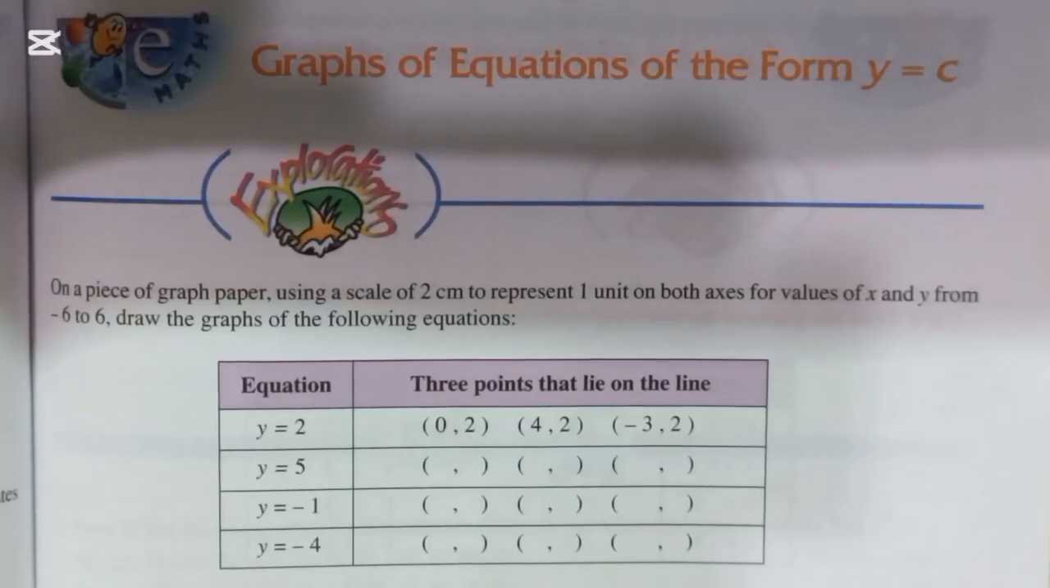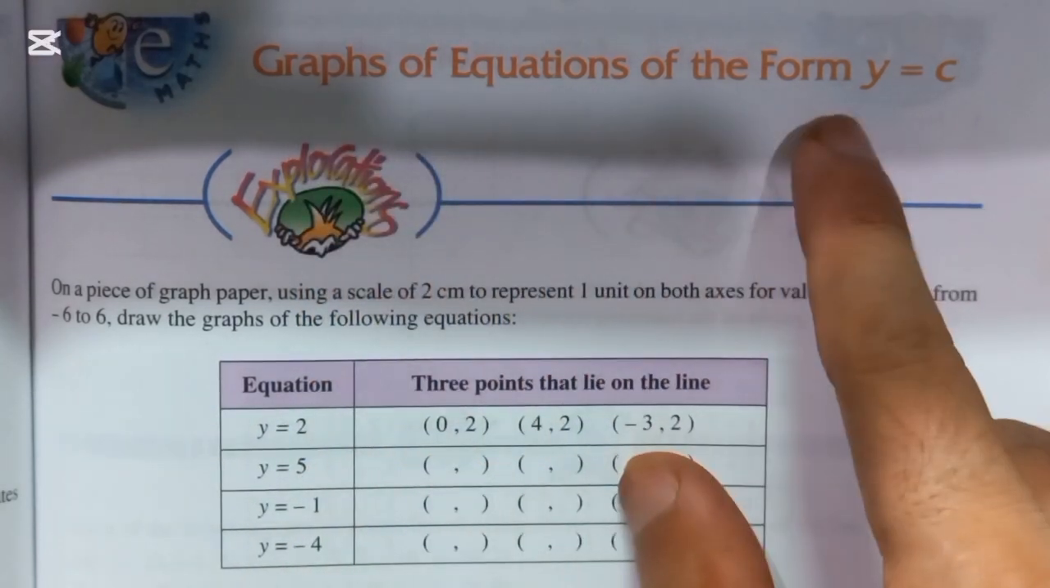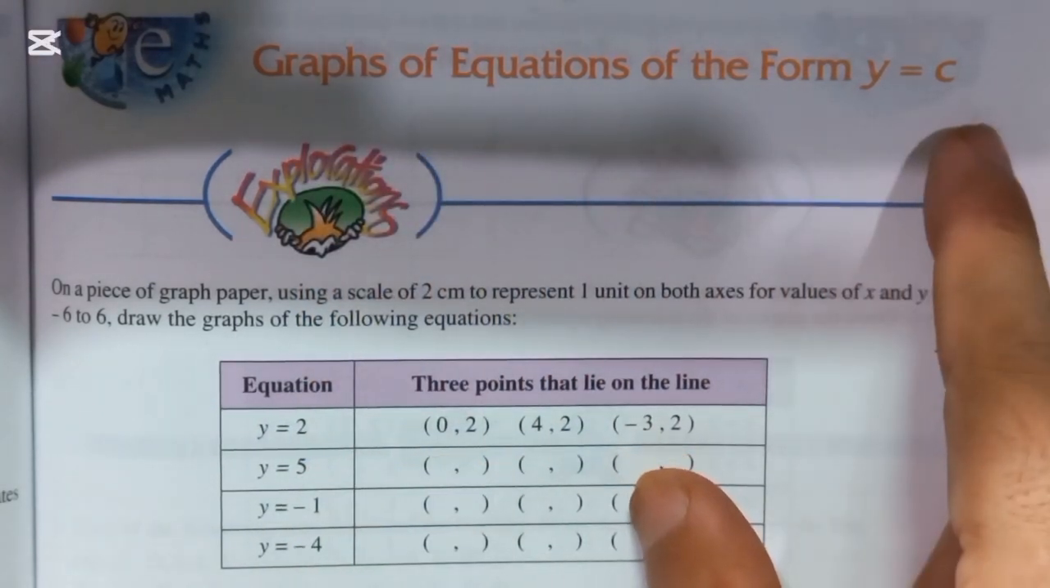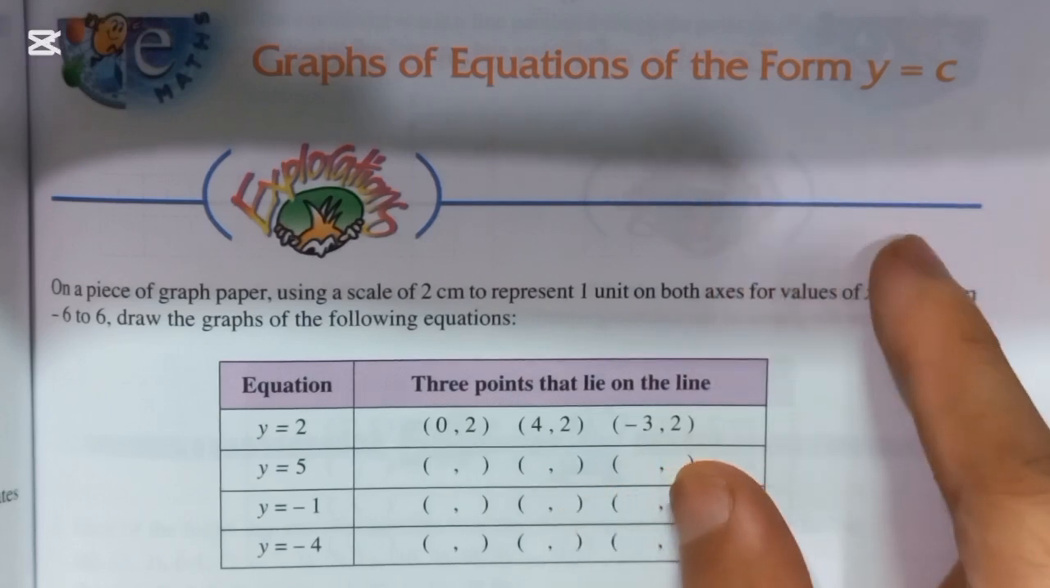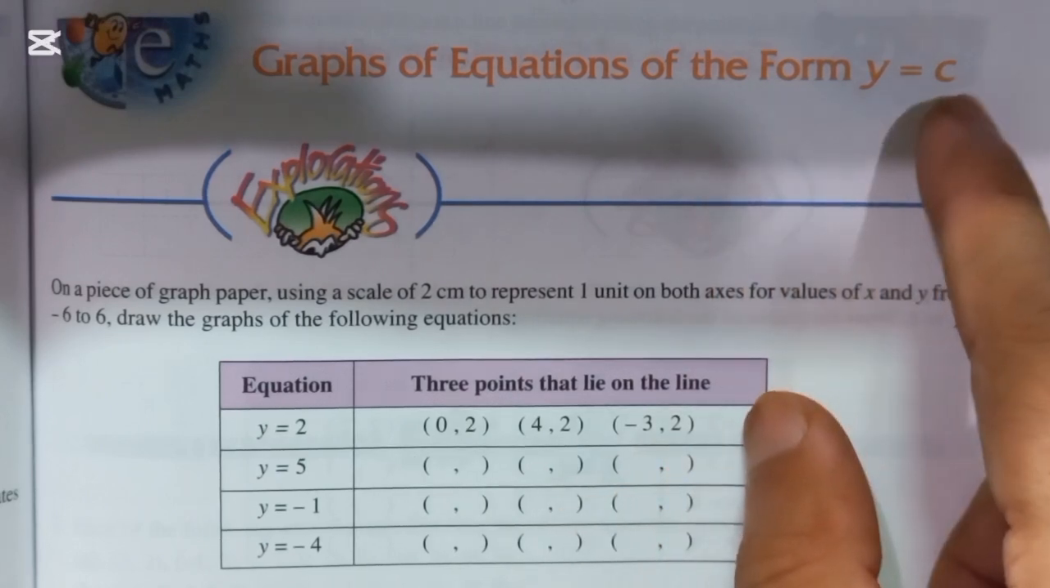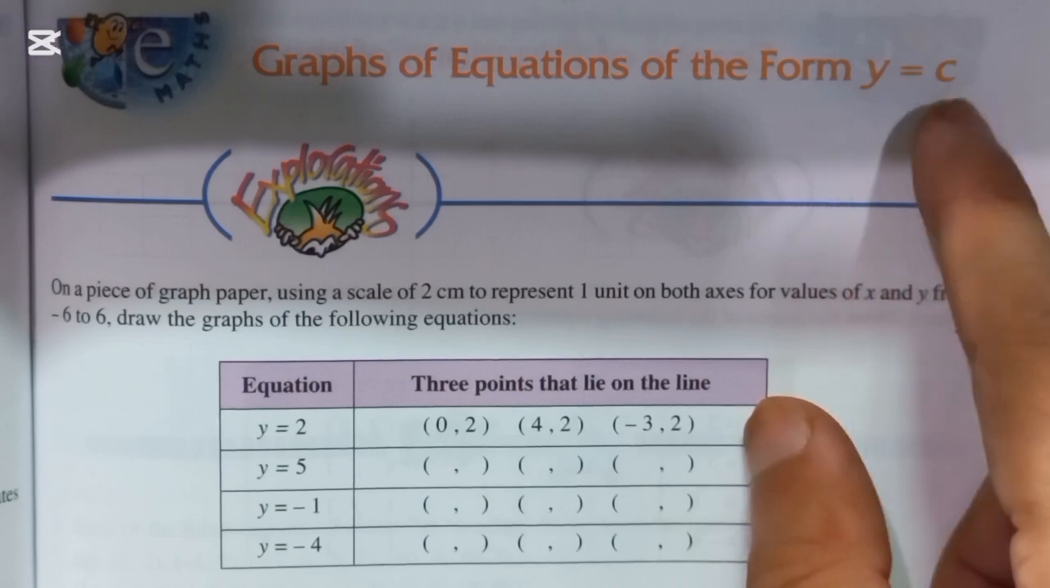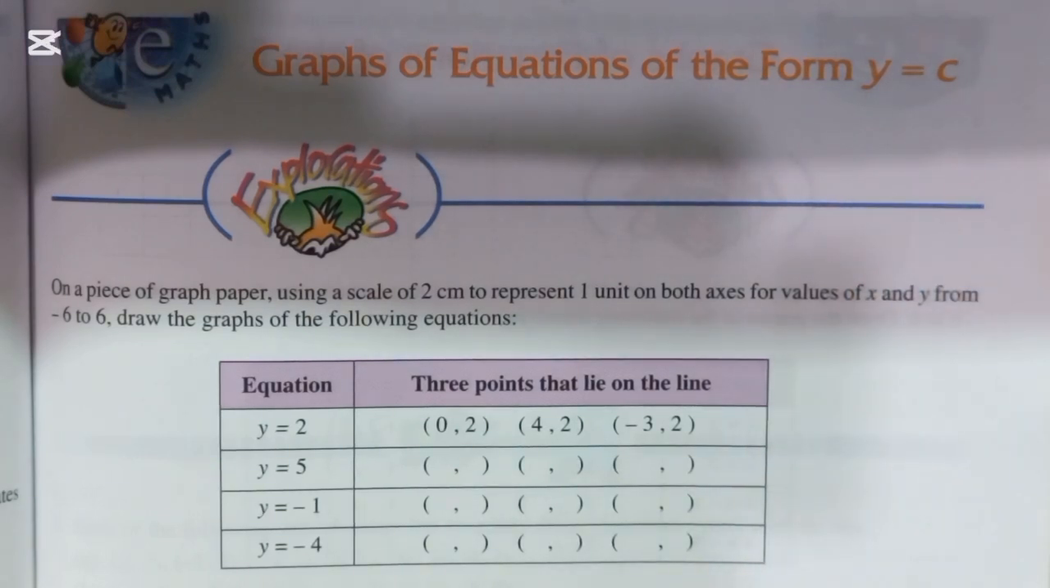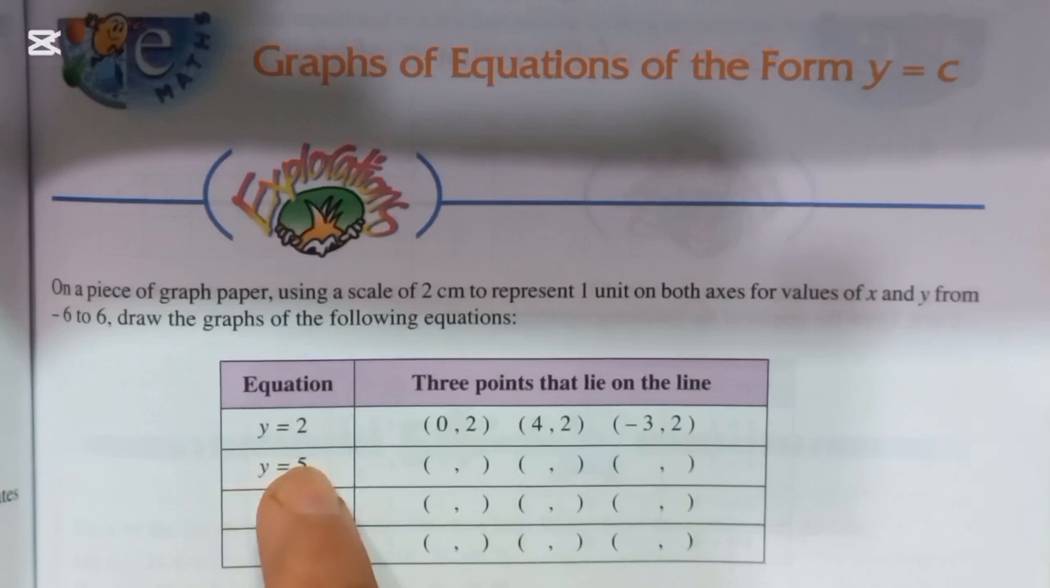The next thing that we are going to do in the topic is graphs of the equation of the form y is equal to c. So these kind of equations are much easier. So y is equal to c, where c will be any value. So y is equal to 1 or y is equal to 2 or y is equal to 3. So look here, these kind of graphs will be required to draw. For example, y is equal to 2, y is equal to 5, y is equal to -1, y is equal to -4.